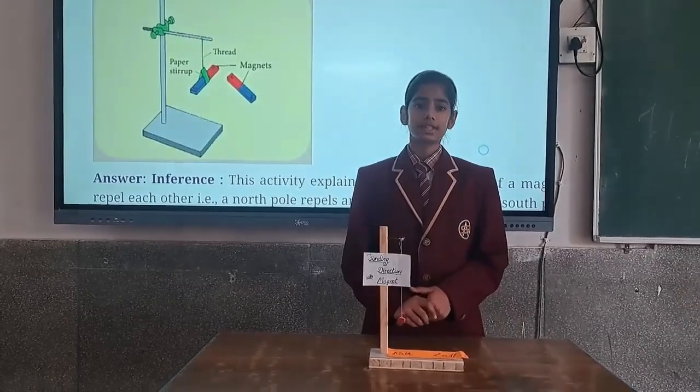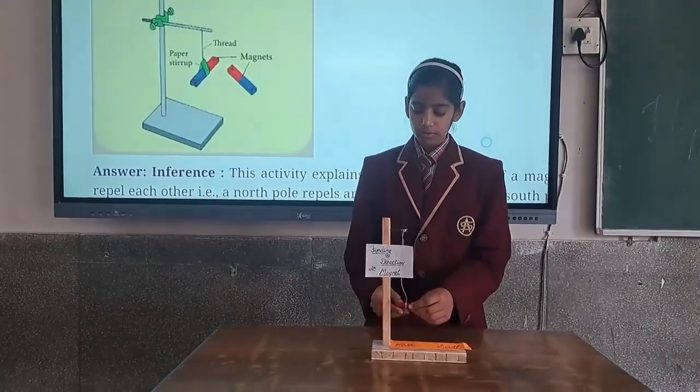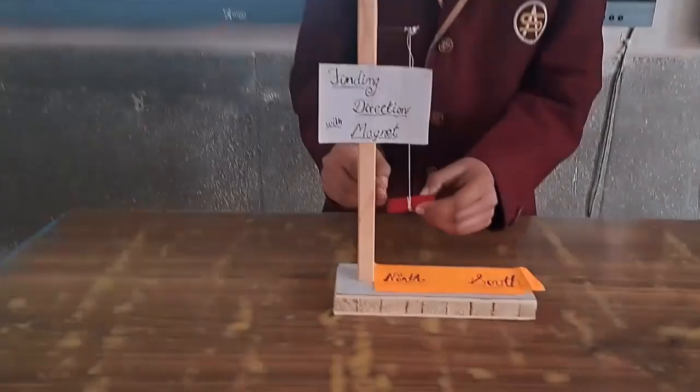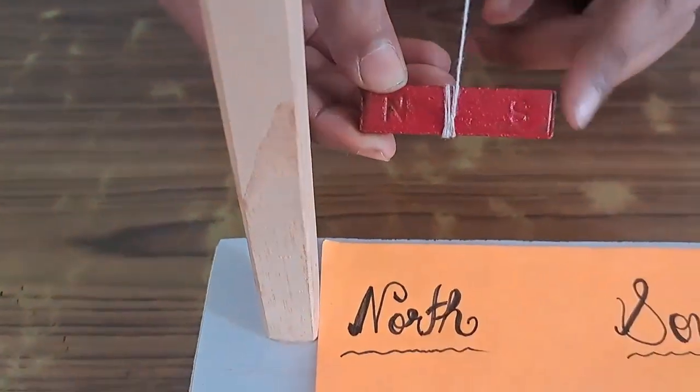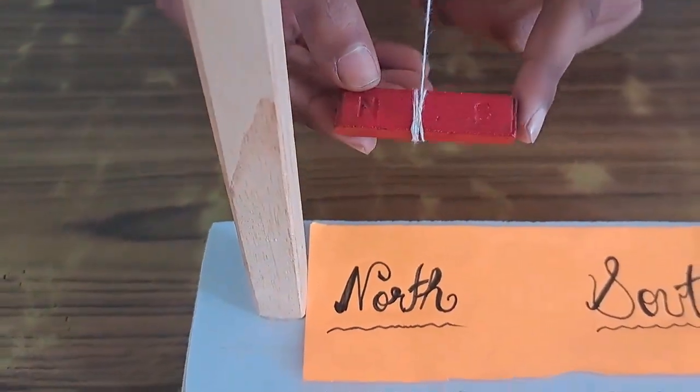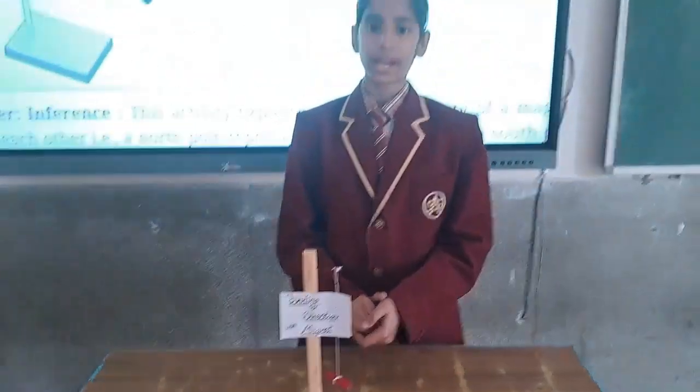The same is the case with our magnet. The north pole of the magnet will point towards the Earth's north, and the south pole of the magnet will point towards the Earth's south. So by this I would like to conclude my activity.